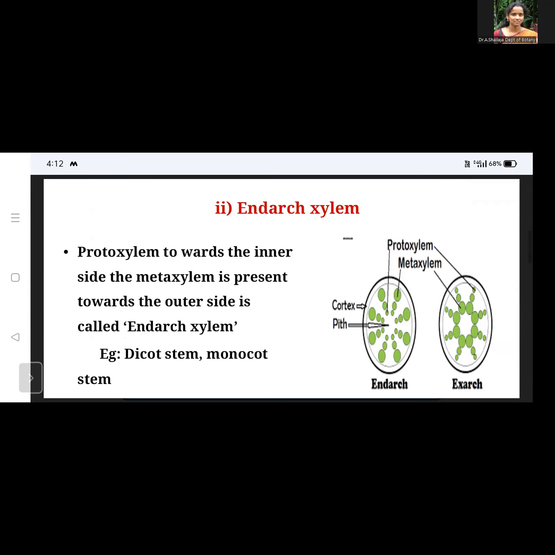The metaxylem is present towards the outer side. This is called endarch xylem. See here, the protoxylem is on the inner side and the metaxylem is present towards the outer side. That is called endarch xylem. Dicot stem and monocot stem are examples of endarch xylem.